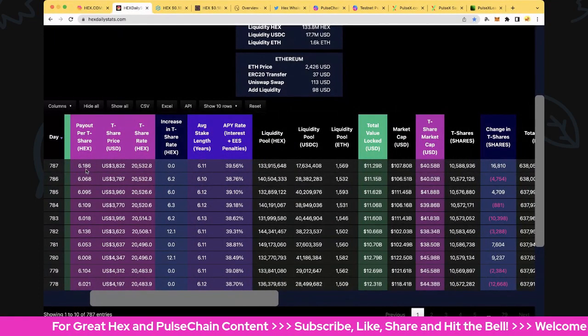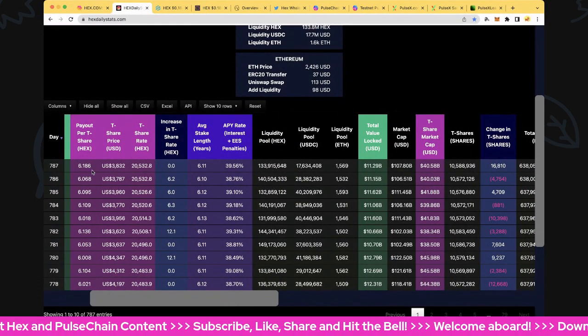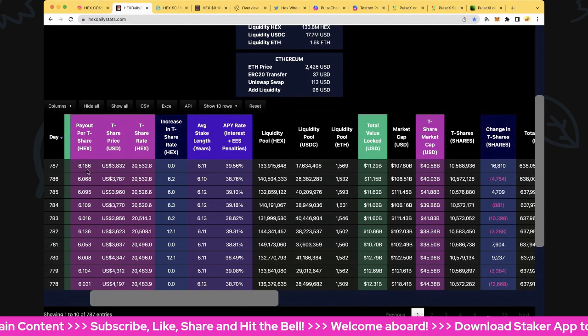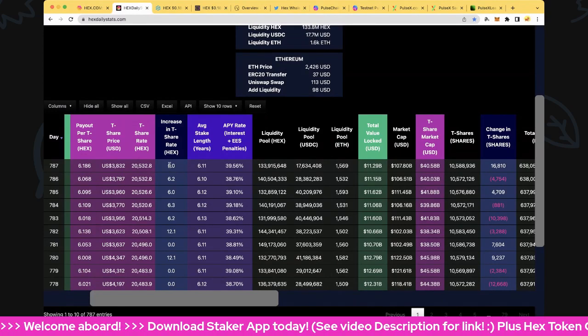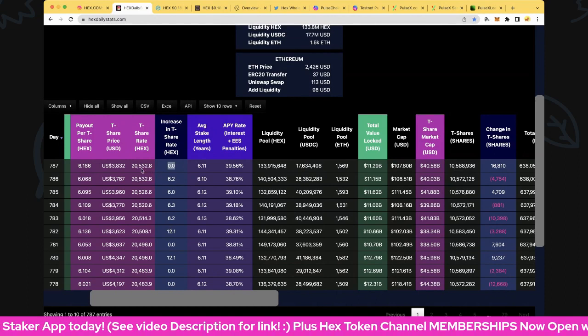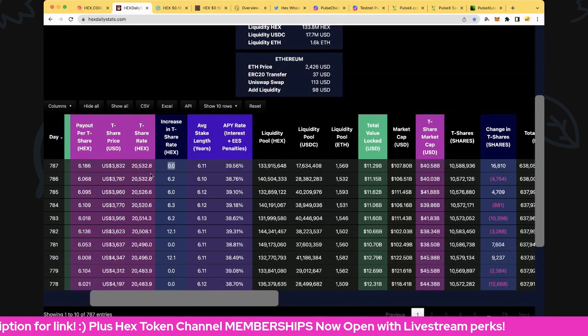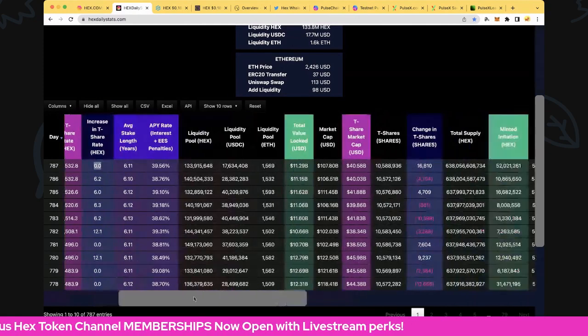6.18 cents, six folks, is the T-share payout. Amazing. 6.186, beautiful. The T-share price is $3,832, a little bit higher than yesterday. And we got a drop day for the first time in 5 days. So very, very cool. 20,532 is the amount to get one T-share. Yes, how much hex you need.